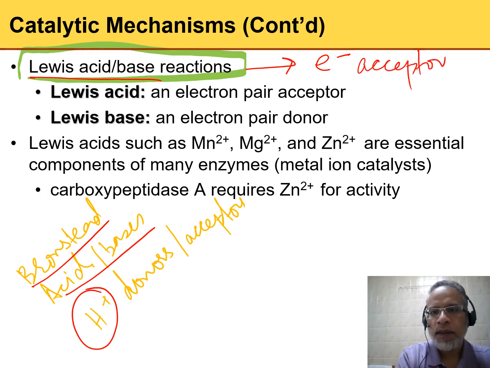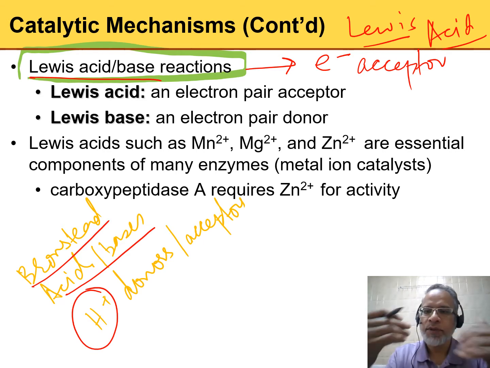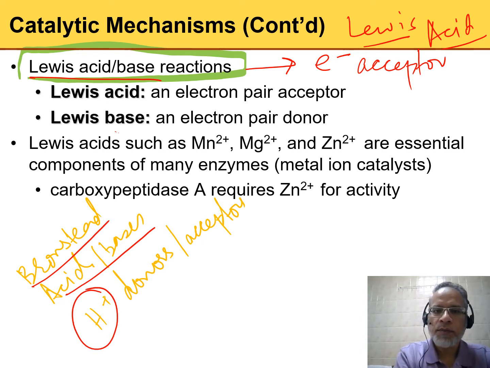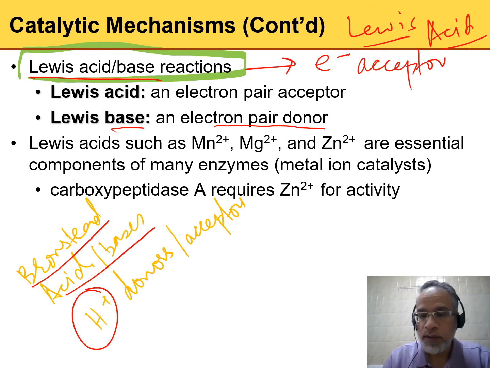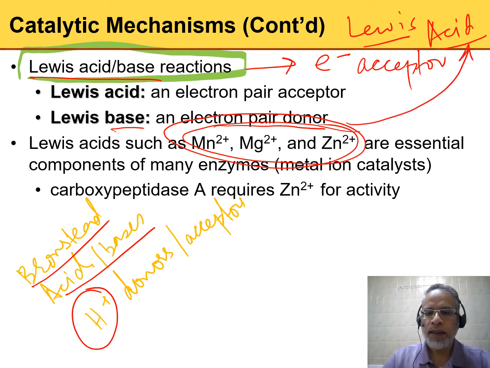So this would be a Lewis acid, right? So Lewis acids can be electron acceptors, just the opposite. Likewise, a Lewis base would be an electron donor. So it turns out a lot of these metal ions can work like Lewis acids, right? And as an example, there's an enzyme called carboxypeptidase, which is also a protease. It uses zinc in its active site, and zinc is essential.